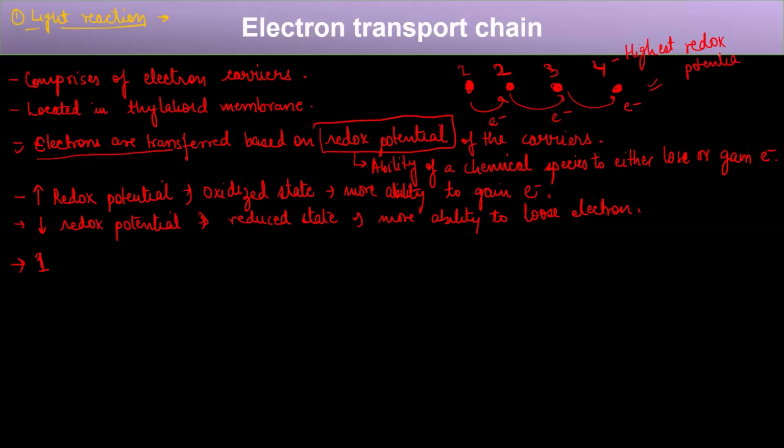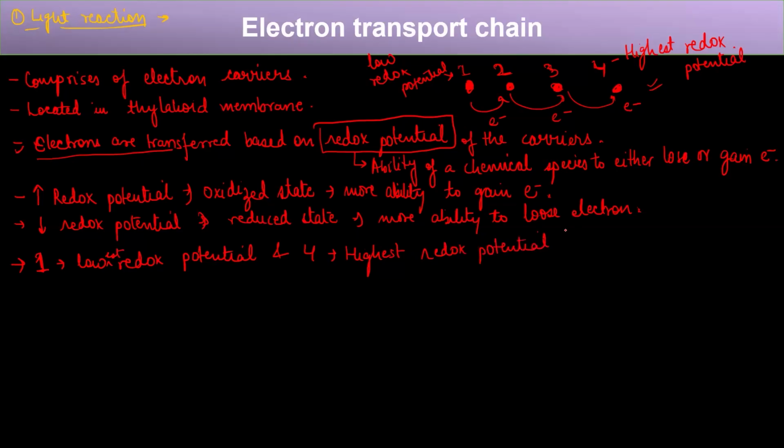And because of this, it is gaining electron, right? And the first one, because the one that has more ability to lose electron will have low redox potential. So the first one has the lowest, and the fourth has the highest redox potential.